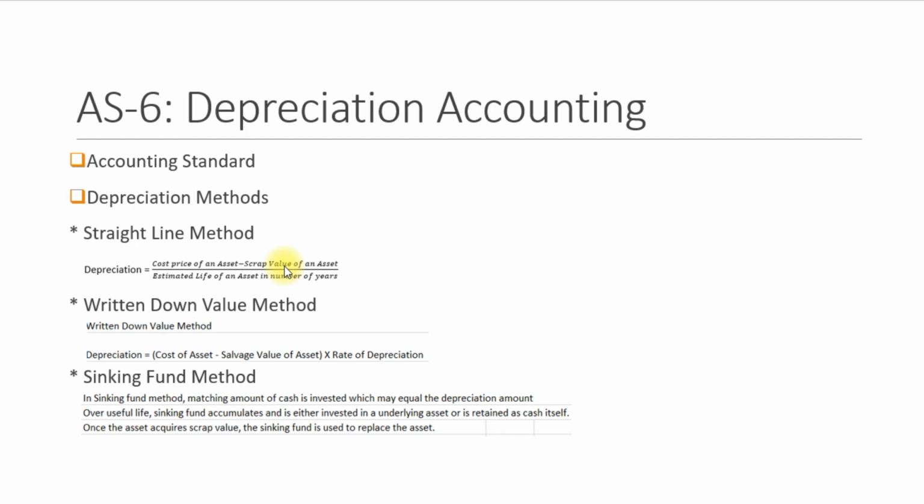And lastly, it's the sinking fund method. In the sinking fund method, when one writes off depreciation, sufficient provision is made for funds to enable the business to replace the asset. So in the sinking fund method, there is sufficient provision made for funds to enable the business to replace the asset.